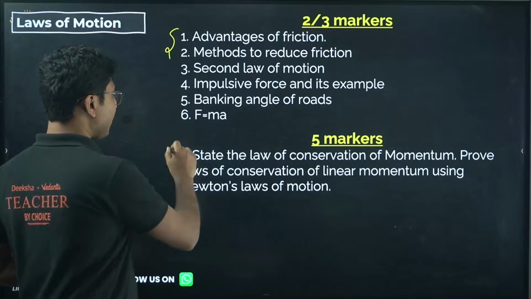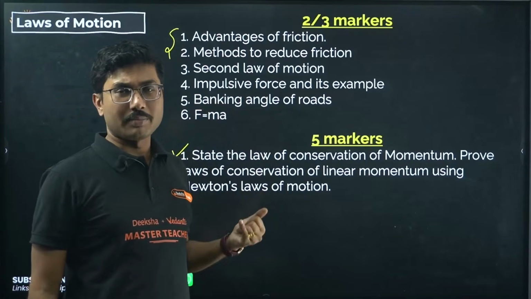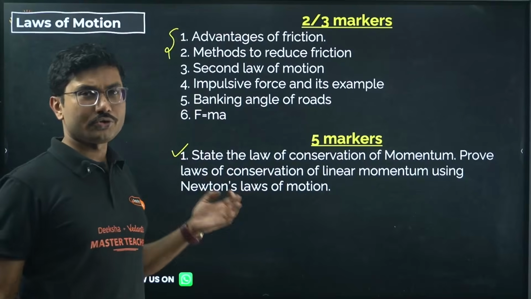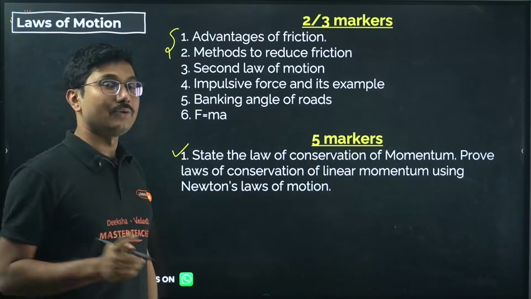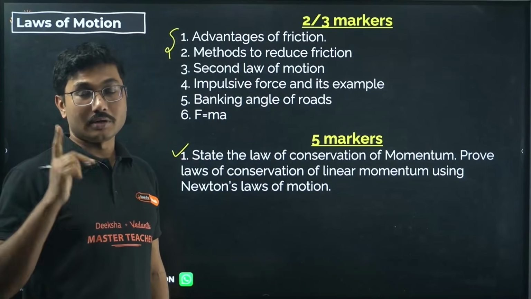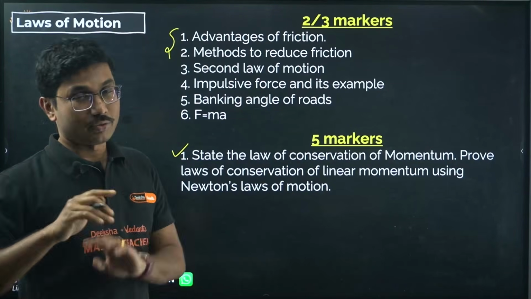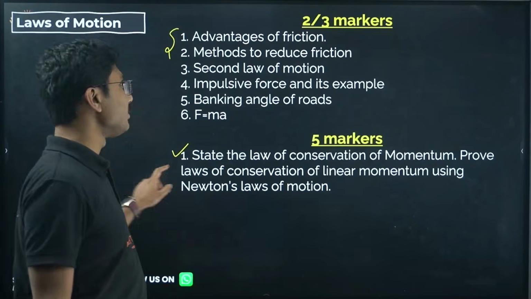Now out of the top 3 chapters that I have mentioned, motion in a straight line, motion in a plane, and laws of motion, you can expect at least 1 derivation and 1 numerical. Maybe if you are lucky, you can get 1 numerical and 2 derivations, or 2 numericals and 1 derivation. So these 3 chapters are very, very important. You should not skip any of these 3 chapters.